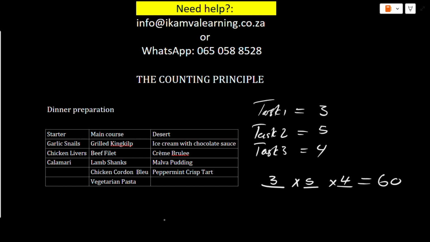So in a nutshell, the counting principle is applied in this way. If you have 2 or more tasks to perform, you take the number of choices for task 1 and multiply it by the number of choices for task 2. That's what the counting principle is and how it is applied.